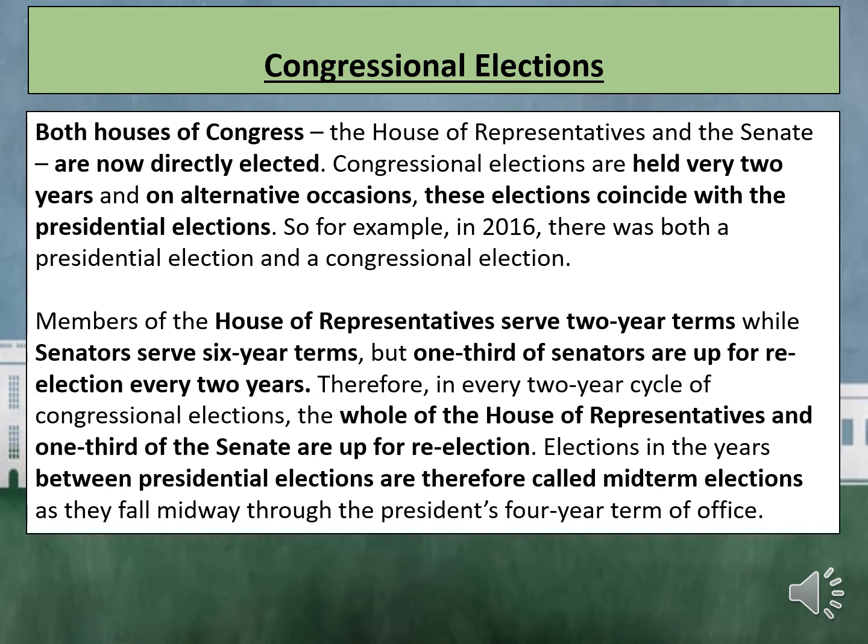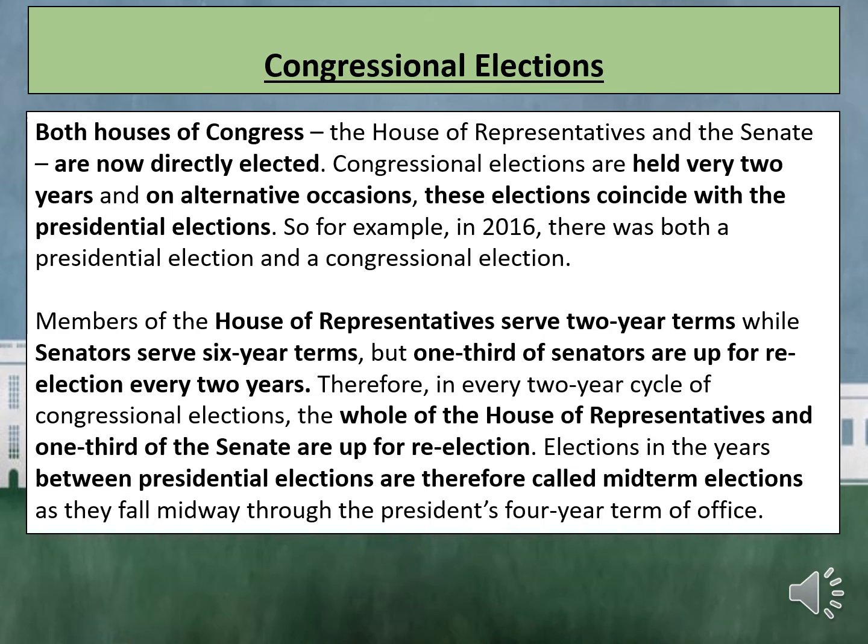So far, we have studied the presidential elections in great detail. However, there are other elections in the US that we need to be aware of. Both houses of Congress, both the House of Representatives and the Senate, are now directly elected. This hasn't always been the case. Up until the passage of the 17th Amendment in 1913, the Senate was indirectly elected.